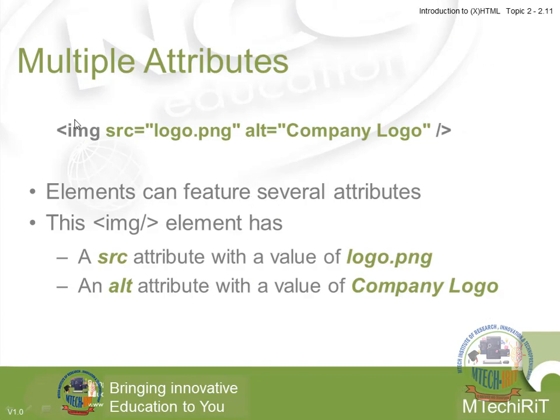Multiple attributes. Now look at the example, it's IMG, a source, a logo image. Look at the file name and the alternative, the company name. Just in case the file or the image does not show, it's able to locate this alternative. Elements can feature several attributes. This image element has an SRC attribute, which has the value logo, and an alt attribute, which has the value company. The attributes and the values.